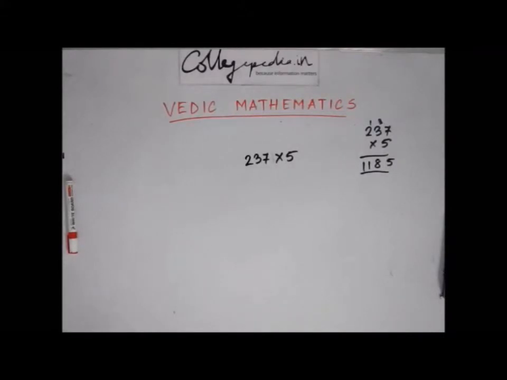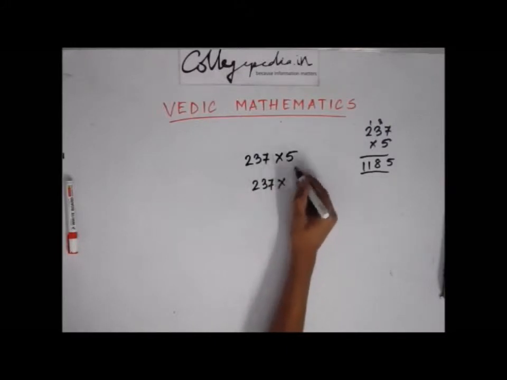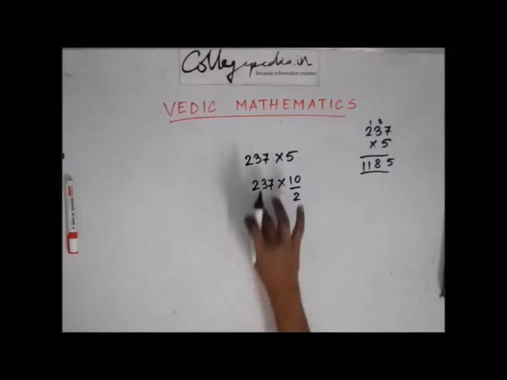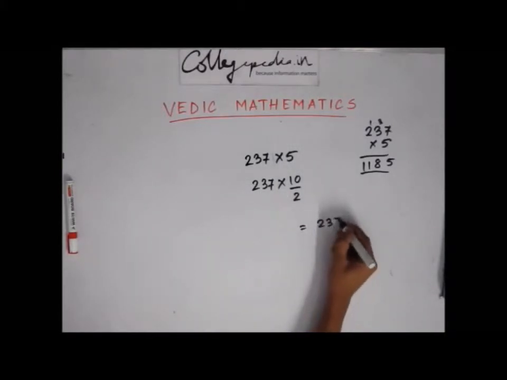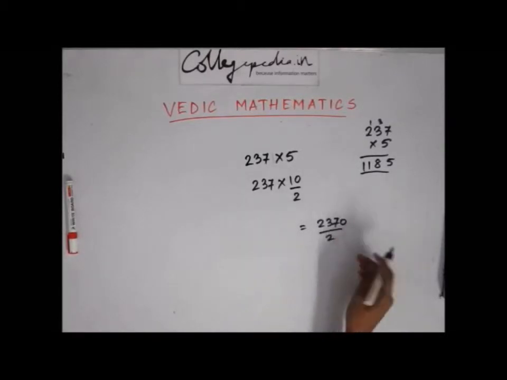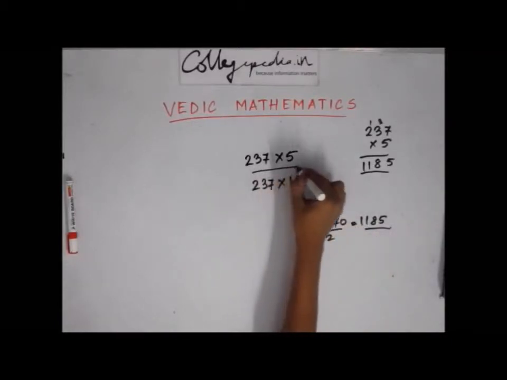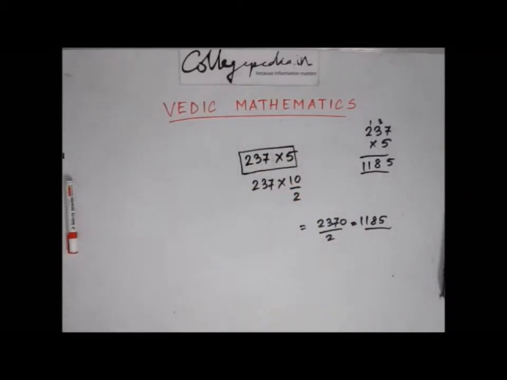Now if you are smart enough, what you can do is write this 5 as 10 divided by 2. Now multiplying a number with 10 is a lot simpler. You can write this as 2370, and then dividing by 2 is also very simple, which you can do mentally. So this multiplication is basically a mental multiplication which you can do without using a pen.